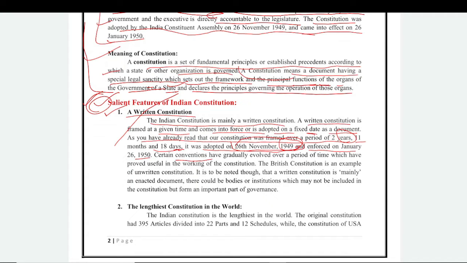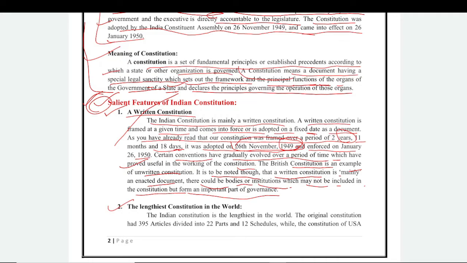Certain conventions have gradually evolved over a period of time which have proved useful in the working of the Constitution. The British Constitution is an example of an unwritten constitution. It is noted though that a written constitution is mainly an enacted document and there could be bodies or institutions which may not be included in the constitution but form an important part of governance.